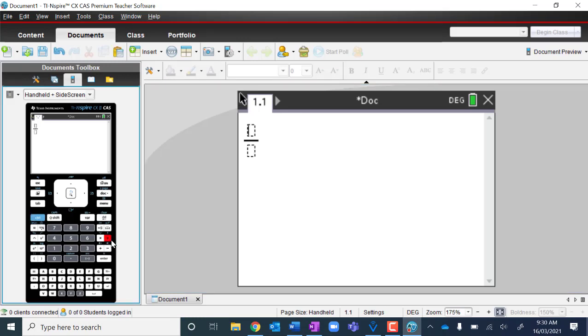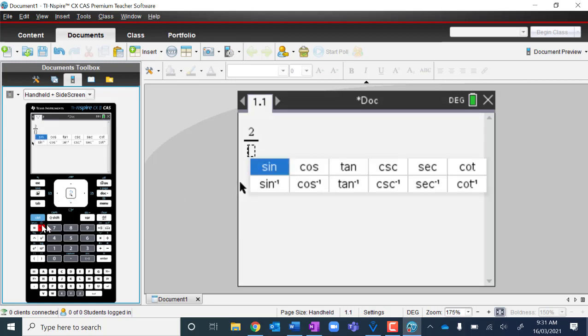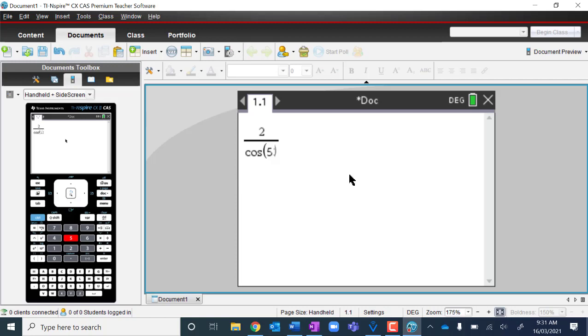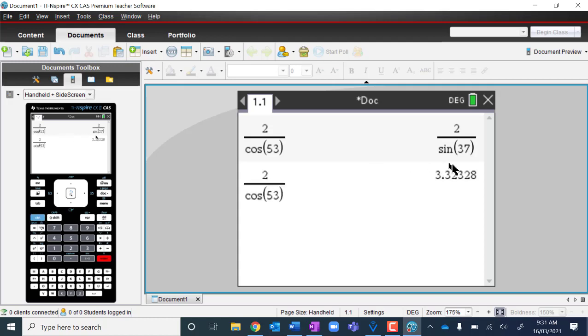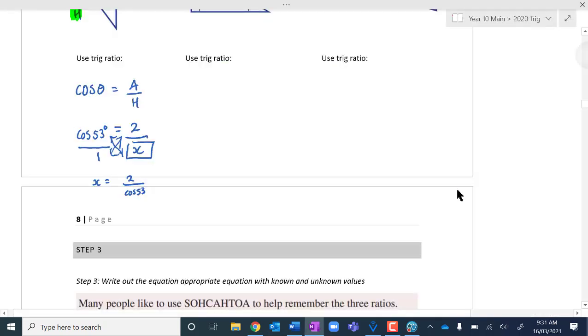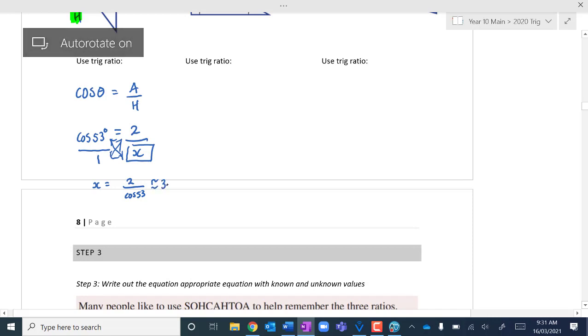Do that. Now you don't have to type in x equals, because we just want to find the answer. 2 divided by, now hopefully you're in degree mode as we discussed last time. If it's in degree mode, all good. And let's go trig and we go to cos and let's put in 53. Now it's going to give all sorts of funny things. That's actually an exact value. It's not very useful to us, so we want to hit Control Enter. So it's 3.32. We're rounding off, so I'll say approximately 3.32.